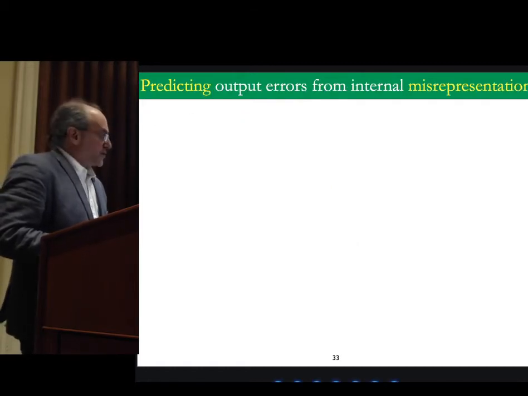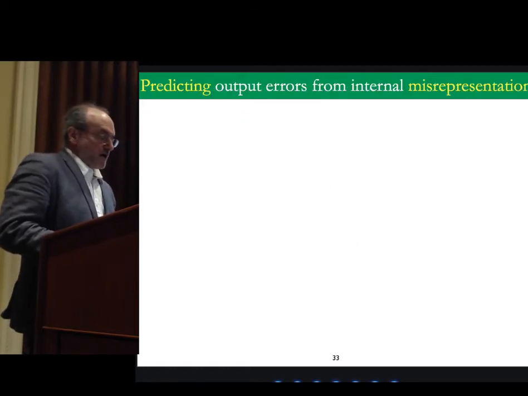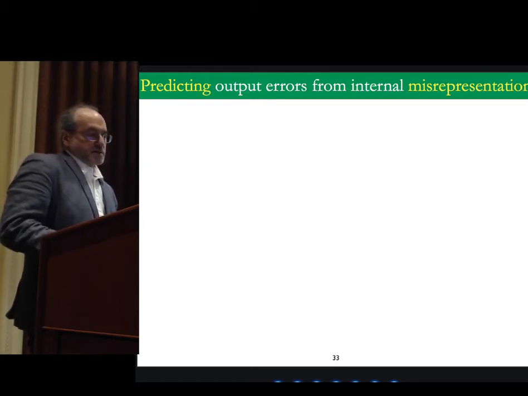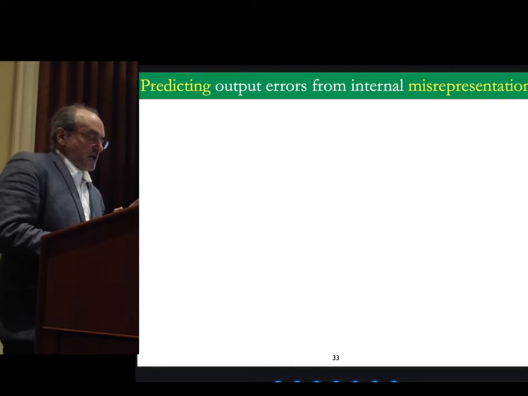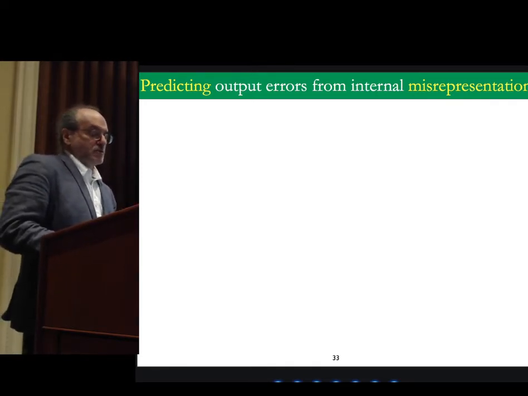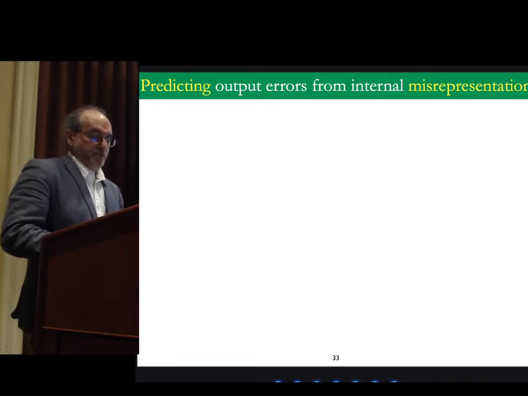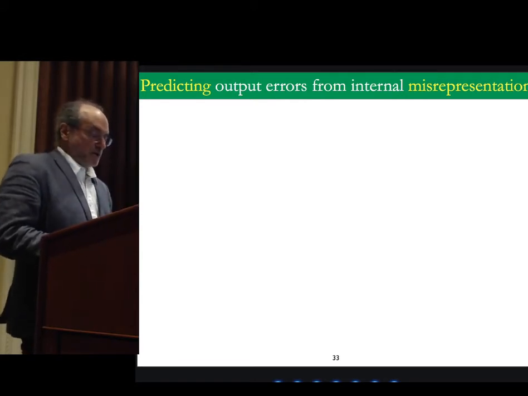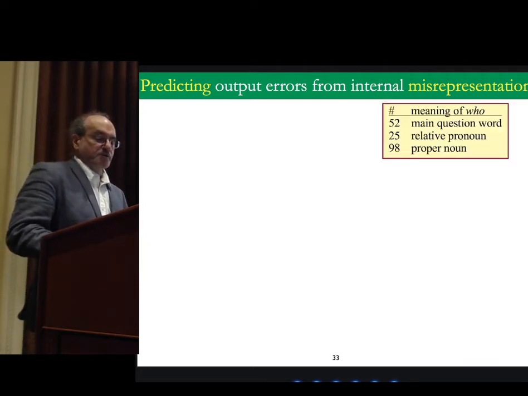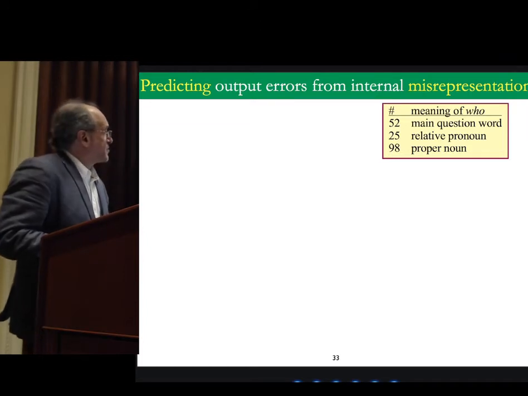But this process of interpreting the internal representations of the model is not just epiphenomenal. We can actually predict errors the model will make based on internal misrepresentations as interpreted here. So looking at the symbols selected for the word who across multiple contexts, we see that we can interpret these as carrying 3 different meanings.